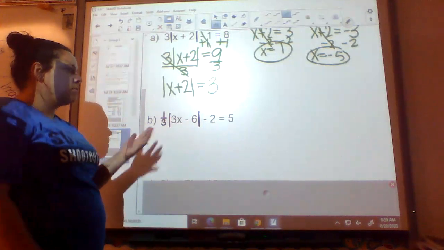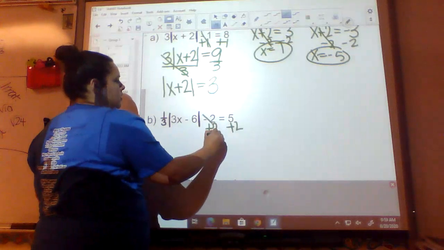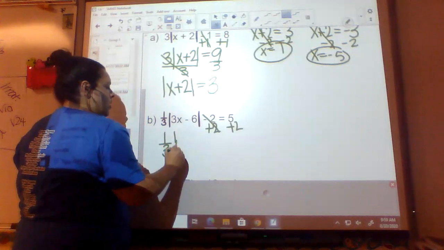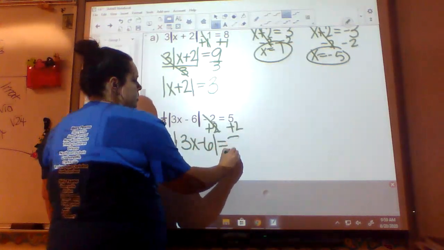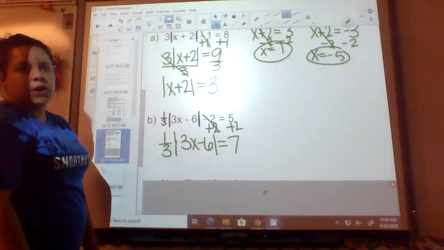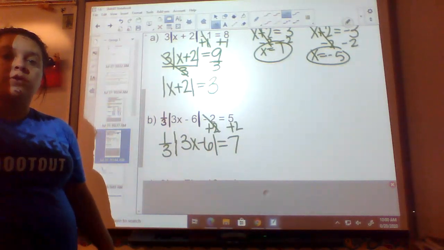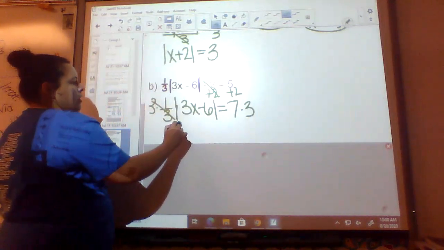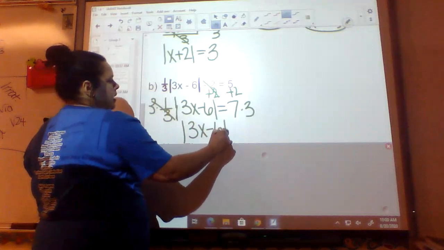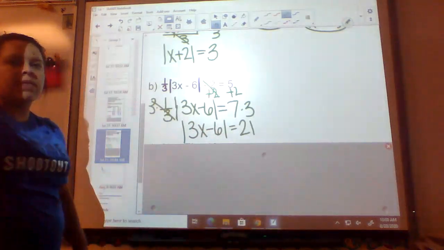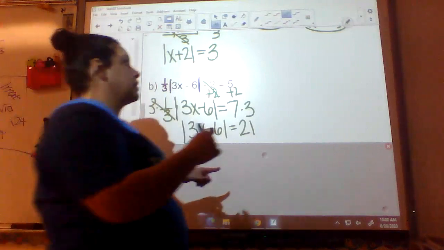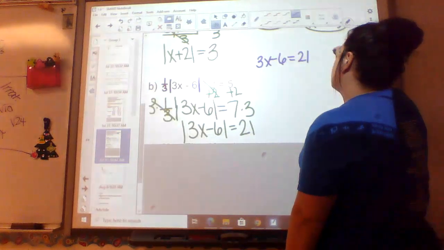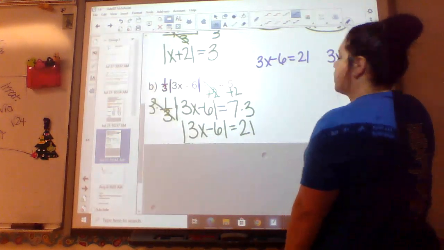All right, first thing I would do is add my 2. So that's 1/3 times the absolute value of 3x minus 6 is equal to 7. And then how do I get rid of a 1/3? I multiply by the reciprocal. So 1 over 3 is 3 over 1, which is 3. So I'll multiply both sides by 3. So that'll give me the absolute value of 3x minus 6 equals 21. And then I'll take it my 2 ways now that my absolute value is by itself. So I'll do 3x minus 6 equals 21, and 3x minus 6 equals negative 21.